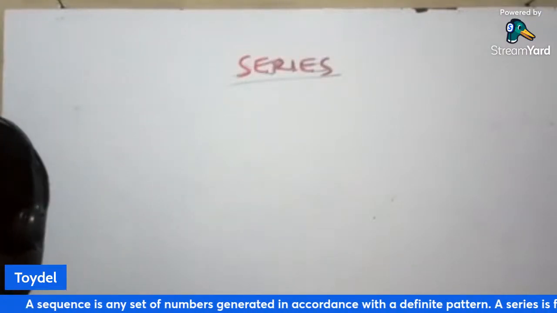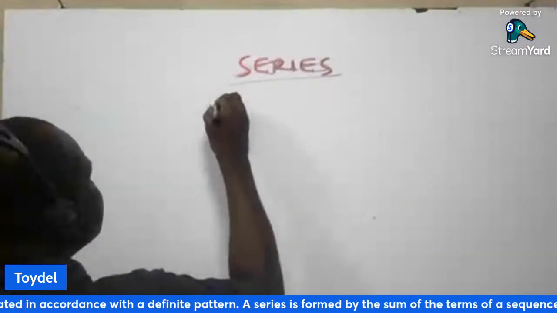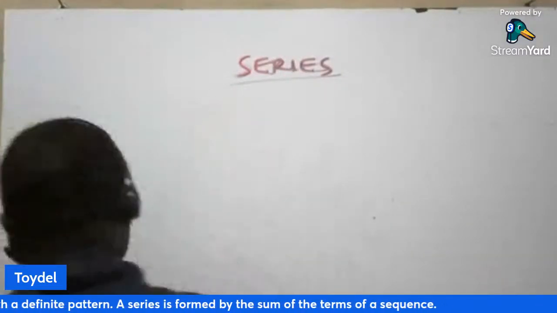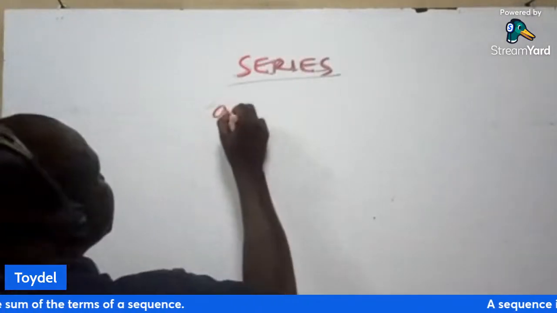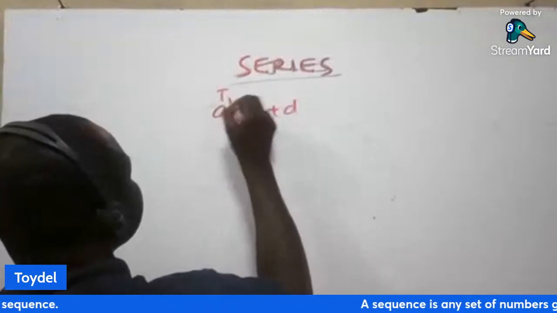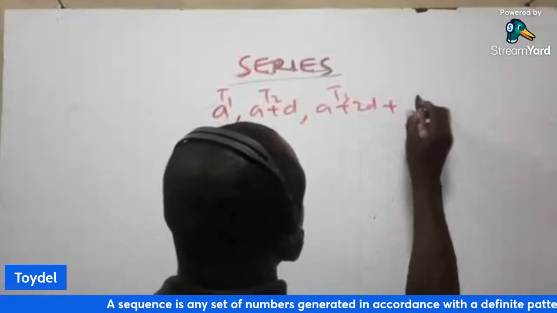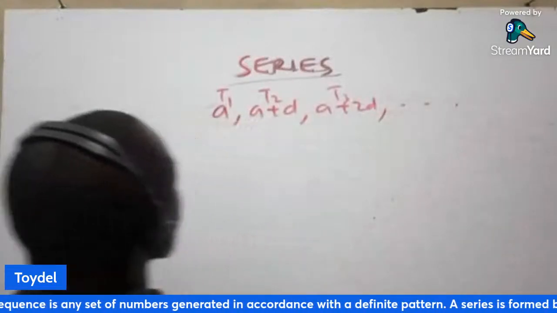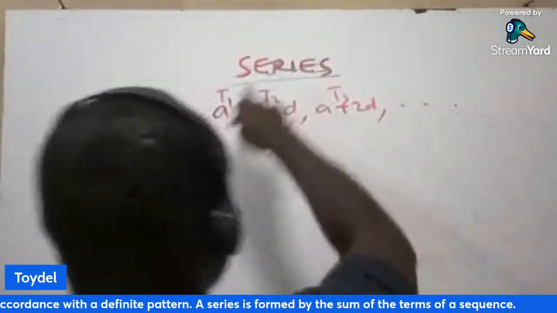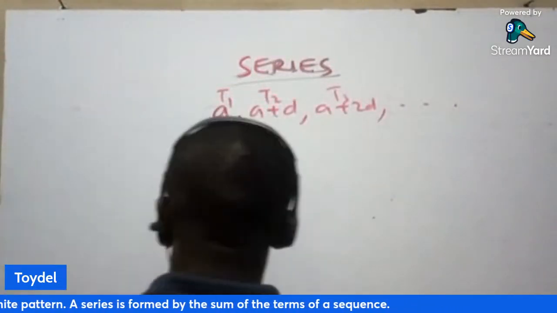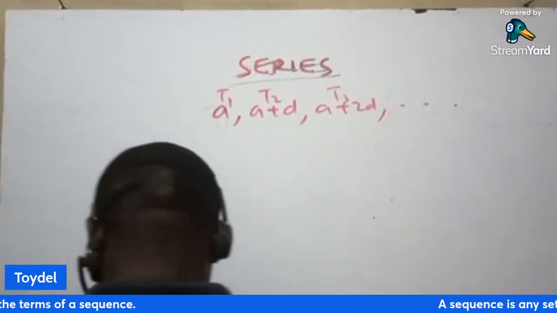For instance, in an AP we have a, the first term, as T1. Then a plus d, this is the second term, a plus 2d, this is the third term, and so on. If we add all the terms that we have in this sequence together, we are going to get what is called a series. So series is the addition of all the terms that we have in a sequence.